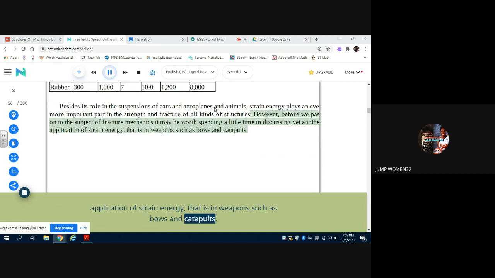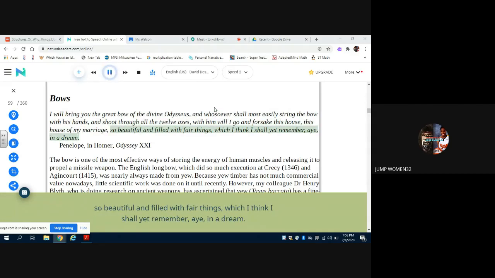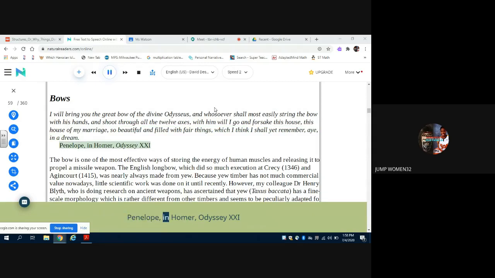I will bring you the great bow of the divine Odysseus, and whosoever shall most easily string the bow with his hands, and shoot through all the twelve axes, with him will I go and forsake this house of my marriage, so beautiful and filled with fair things, which I think I shall yet remember, I, in a dream. Penelope, in Homer, Odyssey XXI.